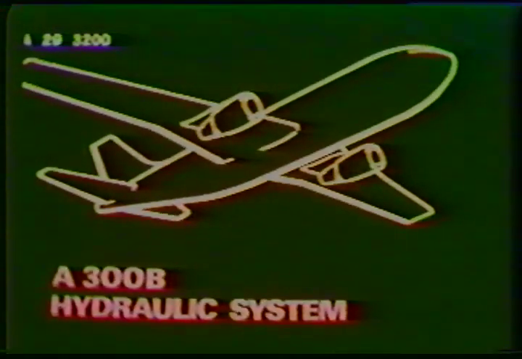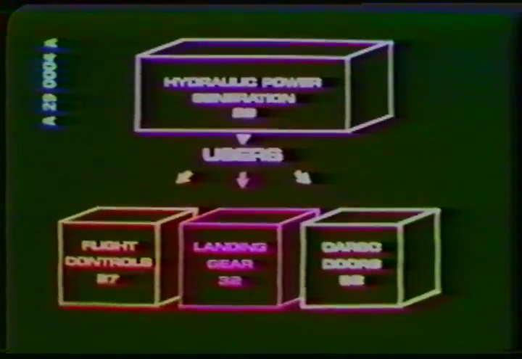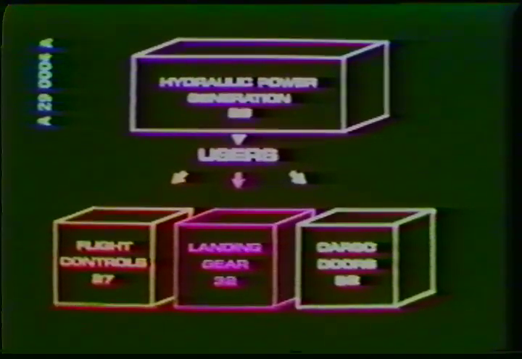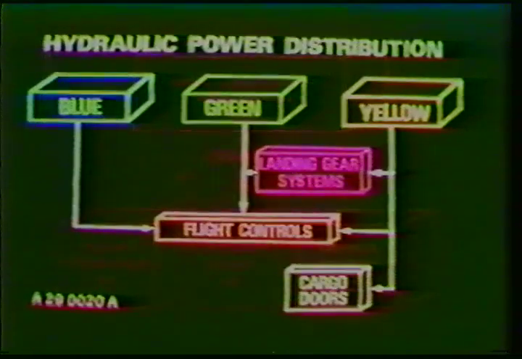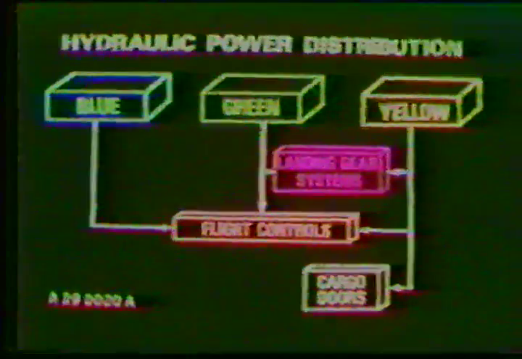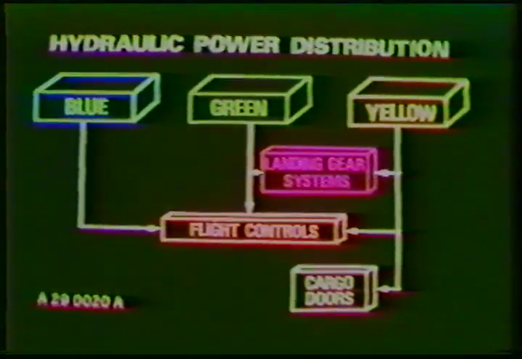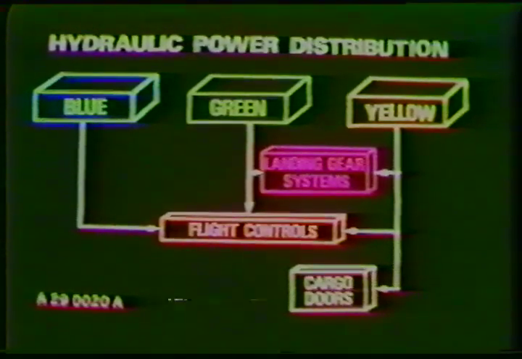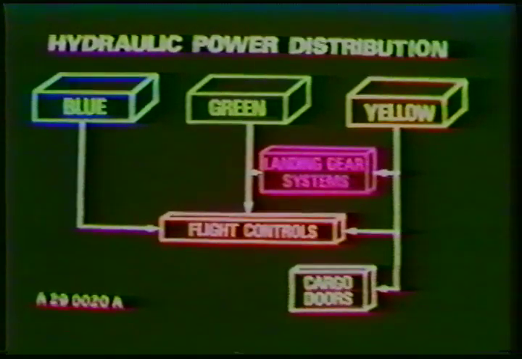This program describes the A300 hydraulic power generation system. Hydraulic power is required for operation of the flight controls, landing gear, and cargo doors. The hydraulic system is composed of 3 independent subsystems which are designated by the colors blue, green, and yellow.